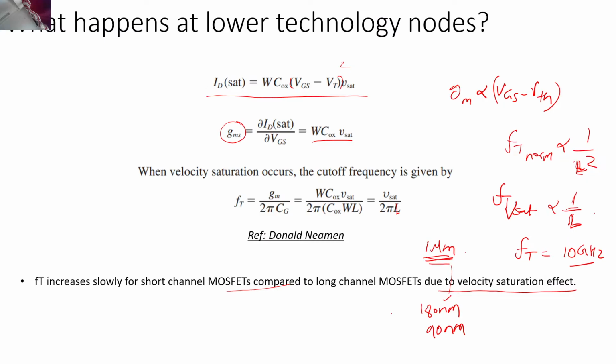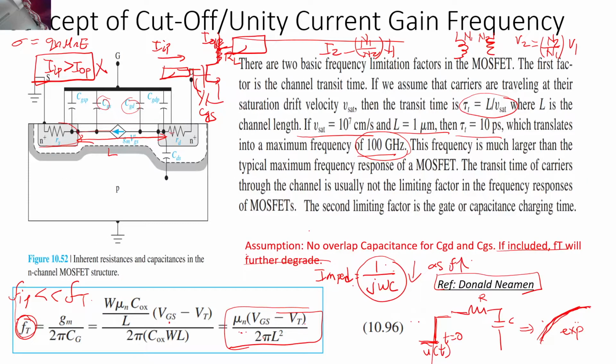Just go back to the slide. So let me go back to the slide. Just look at the slide and tell me: the FT we had calculated is around 5.1 gigahertz, right? And I'm asking you, can we operate this MOSFET reliably at 5 gigahertz?